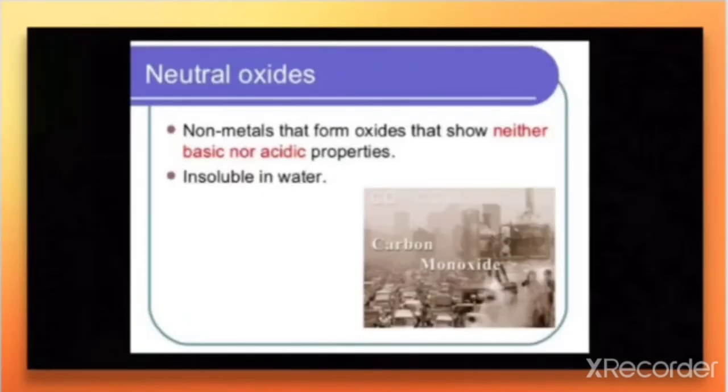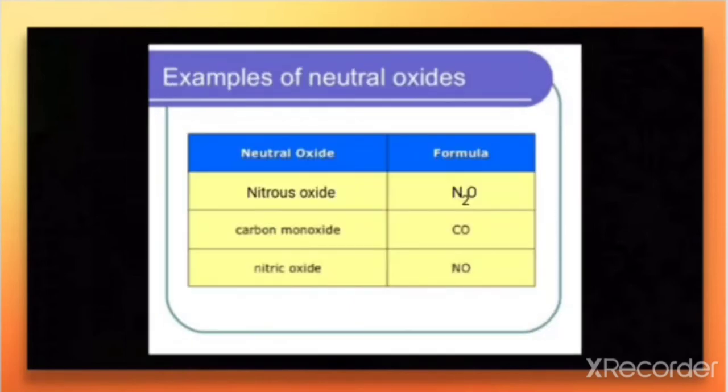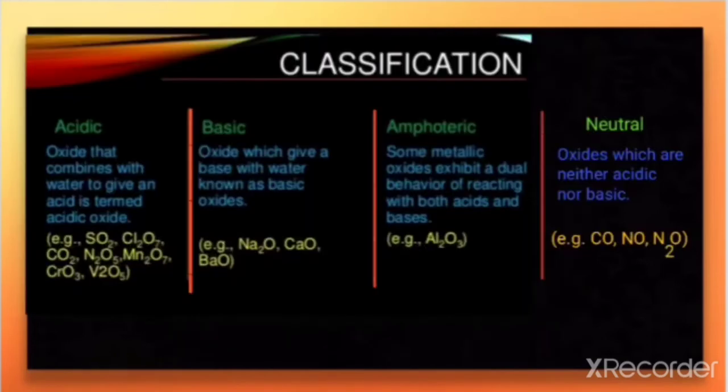But there are some oxides which are neither acidic nor basic. Such oxides are called neutral oxides. Let us take the examples: nitrous oxide, carbon monoxide, nitric oxide. Even though these are oxides of non-metals, they are not acidic, and they are not basic either. They are called neutral oxides, which are neither acidic nor basic. So let us compare these four types of oxides in a tabular form.